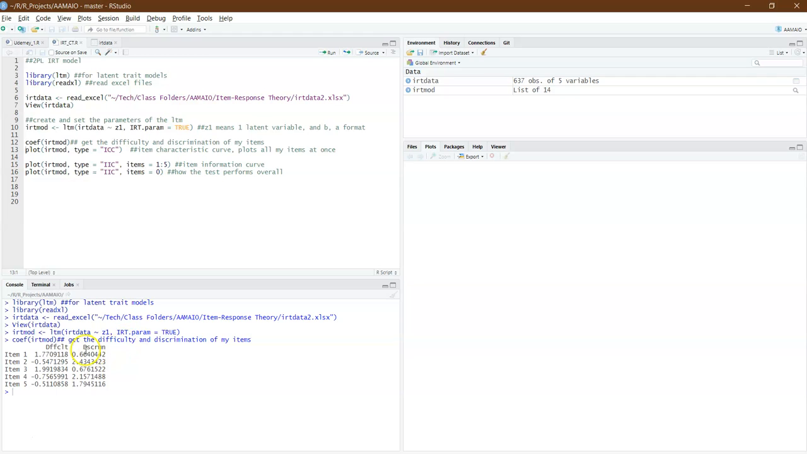Next is the discrimination, and this tells me how well an item can distinguish between subjects with high or low standing on the latent variable. So the higher this value, the better the item is at differentiating between the respondents, and the items can tell the difference between their ability.